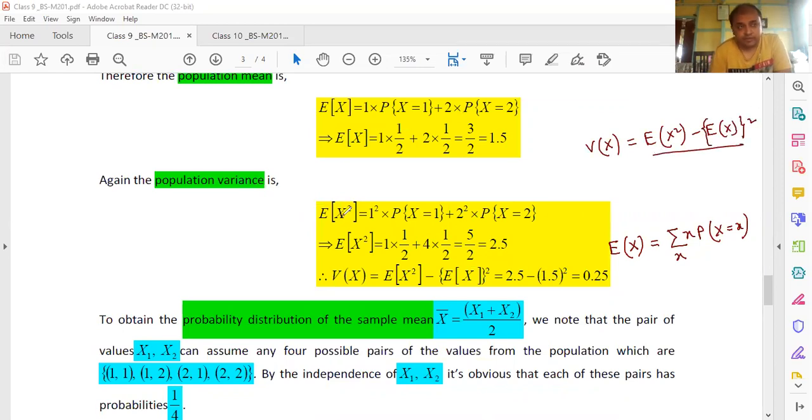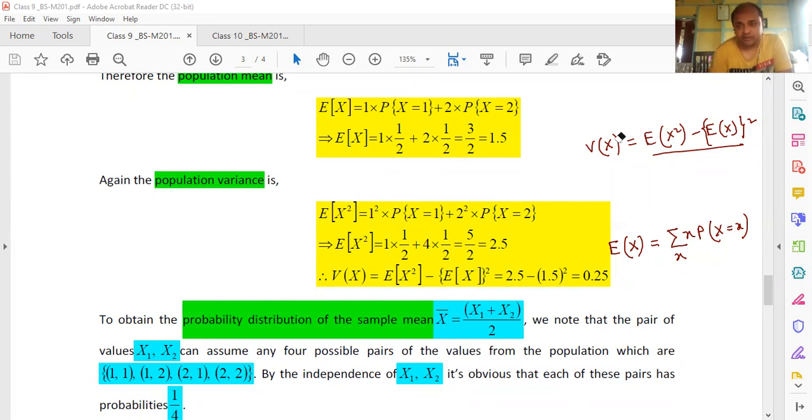So first of all, we have found E(X²), which is 1² into the probability that X takes the value 1, plus 2² into the probability that X takes the value 2. And then after that, we calculate E(X²) as 1 into half plus 4 into half, which is 2.5. And then by substituting these values of E(X²) and by squaring the value of E(X) and subtracting one from the other, we are getting the variance of the population, or population variance, as 0.25.